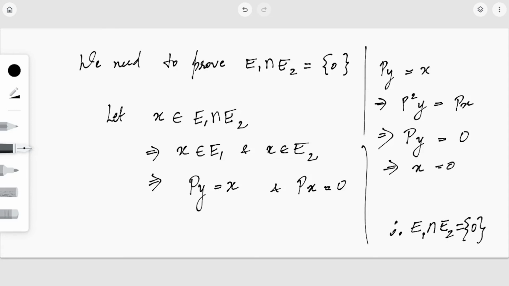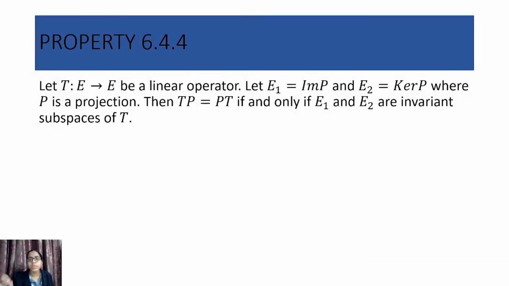Okay, so this was the third property that we had discussed about the projections. So let's see what is the next property. The next property tells us about another operator and the commutativity of the projection and this particular operator.